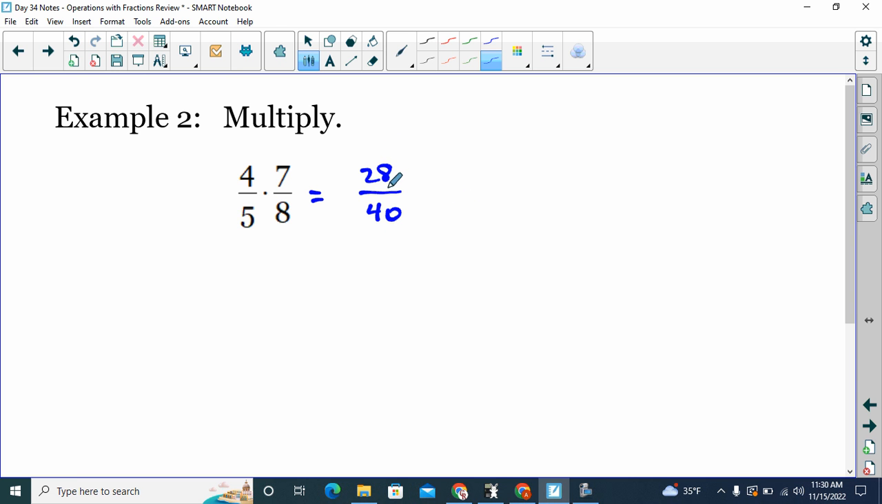28 and 40, we want to divide those both by the same thing. Because they're both even numbers, we might pretty quickly recognize that they are both divisible by 2. 28 divided by 2 is 14. 40 divided by 2 is 20. They're still both even numbers. We need to completely simplify. We can divide both by 2 again. 14 divided by 2 is 7. 20 divided by 2 is 10.